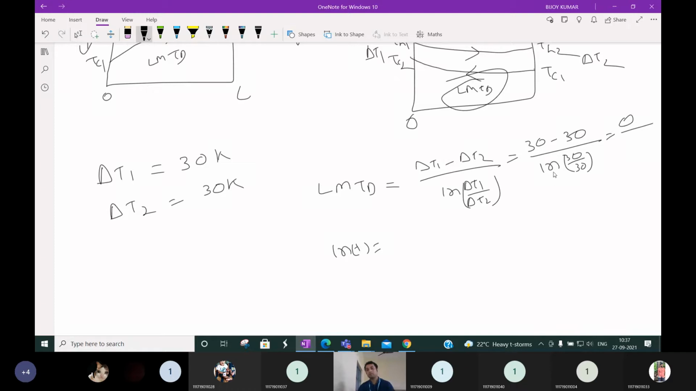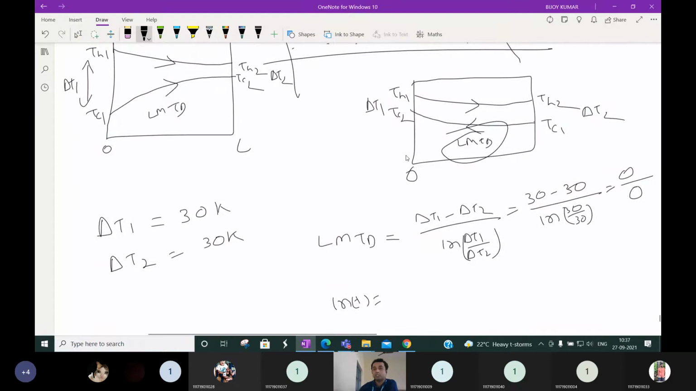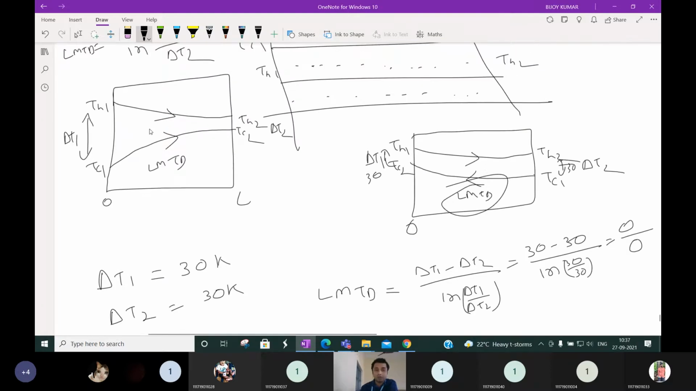The denominator is 0. So if delta T1 is 30 and delta T2 is 30, delta T1, delta T2 means, suppose this one, this difference is 30 and this difference is also 30. It is only possible in case of a counter flow heat exchanger. In case of a parallel flow heat exchanger, delta T1 and delta T2 will never be equal.